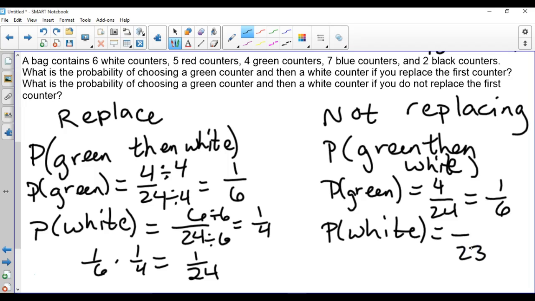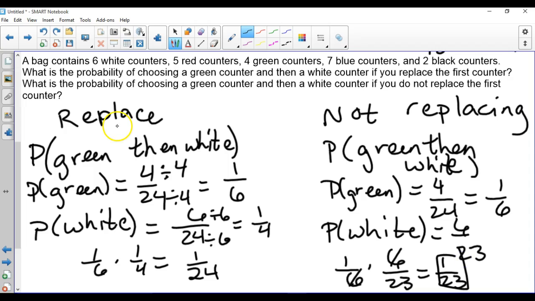And when they use the word counter, that can be pretty much anything, like a marble or a little red coin or something. Doesn't matter, counter is just an object that's the same for all of them. So probability of white, there are still 6 white counters, but now it's out of 23 total options. This does not reduce. So we do 1/6 times 6 over 23. We can cross-cancel. Both of these 6's can cancel each other out since one's on top, one's on bottom. And that leaves us with an answer of 1 over 23.